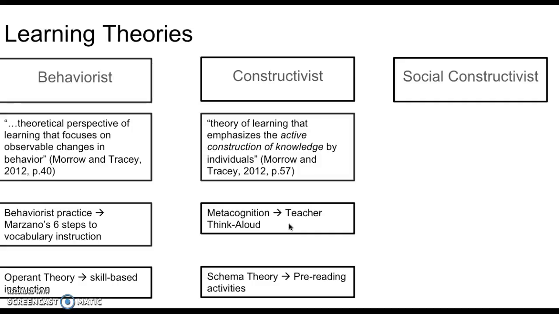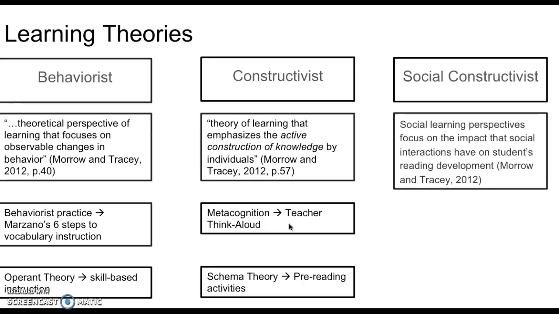Lastly, within the program, there's also evidence of a social learning perspective. Within the context of literacy, social learning perspectives focus on the impact that social interactions have on students' reading development. The curriculum provides students time and opportunities to practice reading texts within their zone of proximal development. Social constructivism, a social learning perspective, is based on the idea that students' learning is positively influenced when they are given tasks within their level.